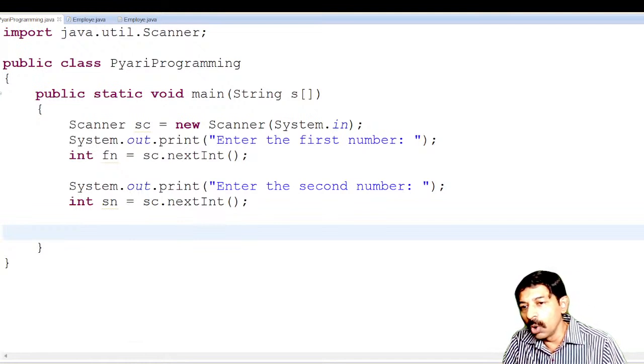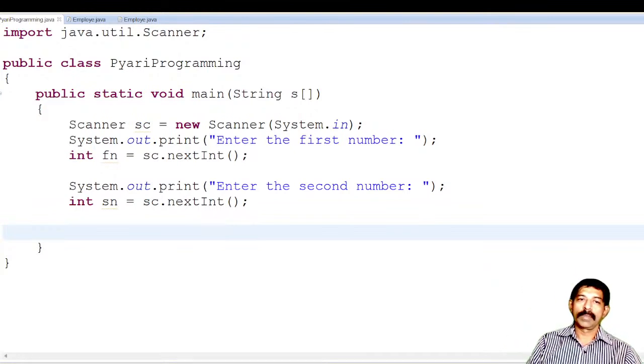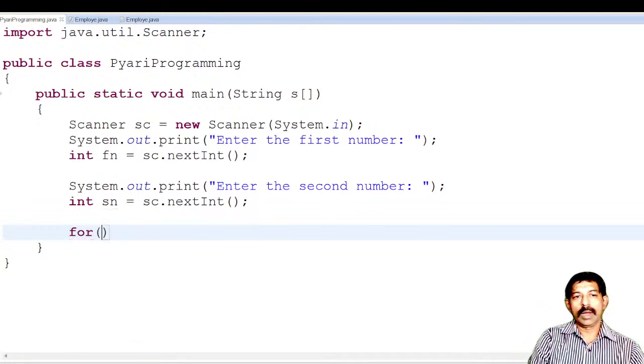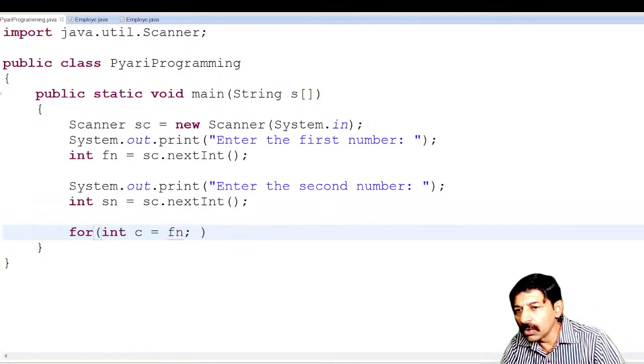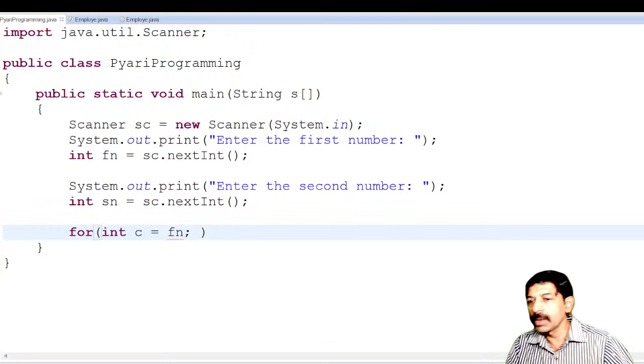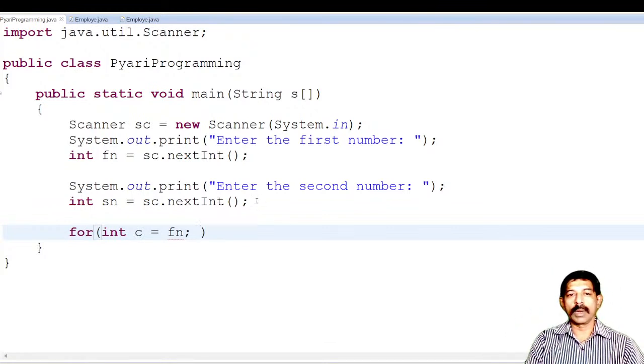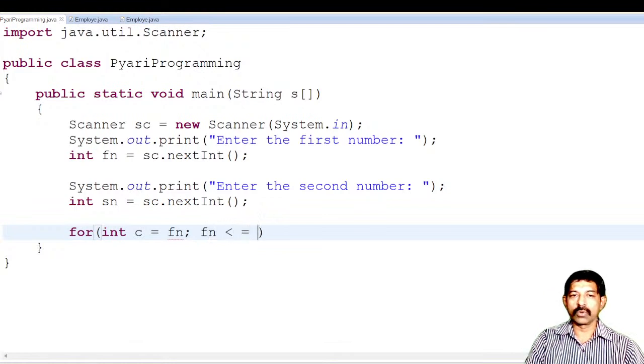Yes, good, Om. int i is equal to first number, first number is less than or equal to second number, first number plus plus. Good. Now the correct answer was given by Om. for int i is equal to first number, then first number is less than or equal to second number. Good. After that, first number plus plus.